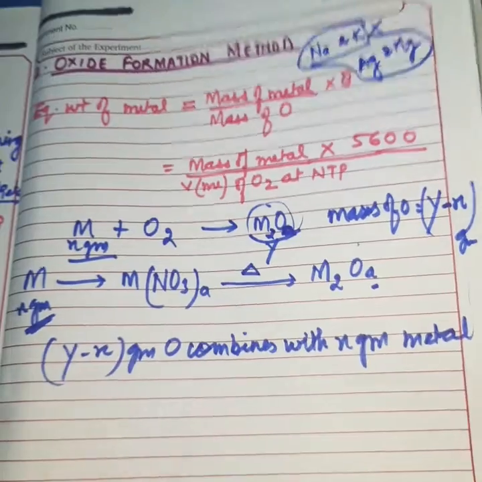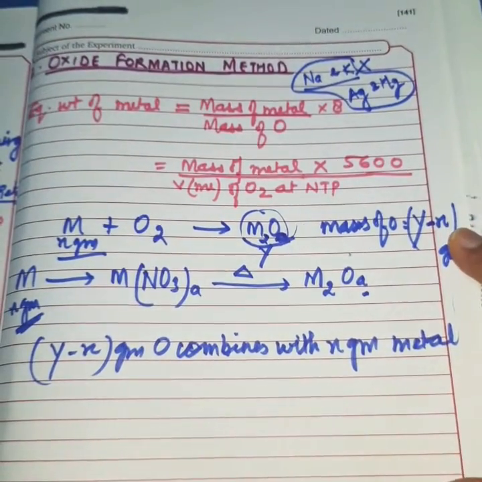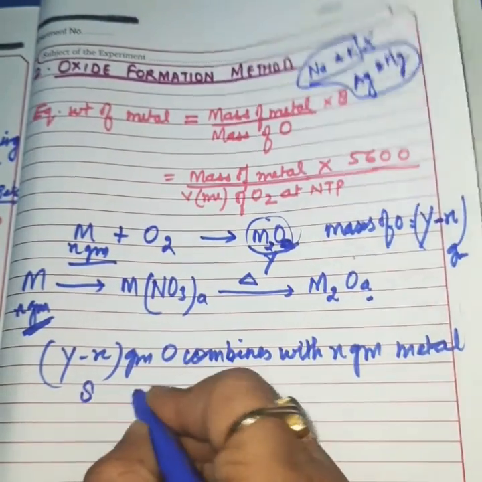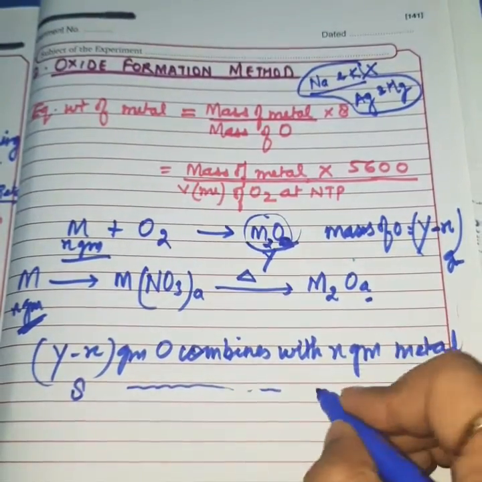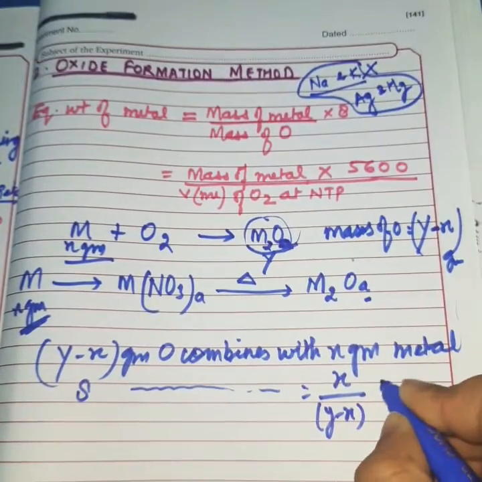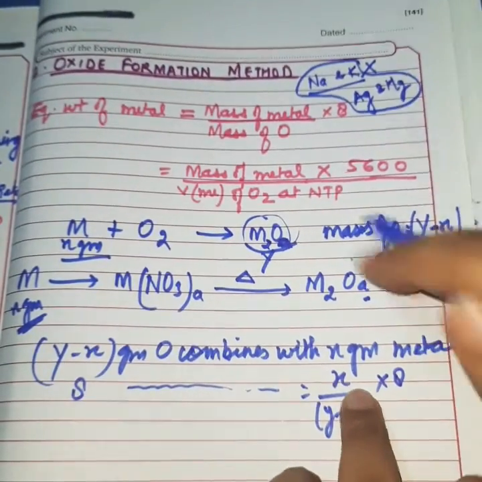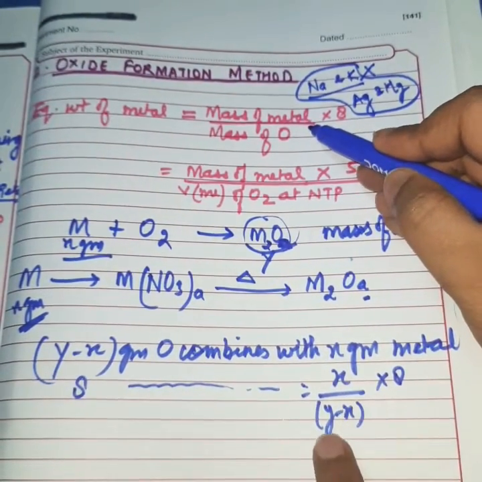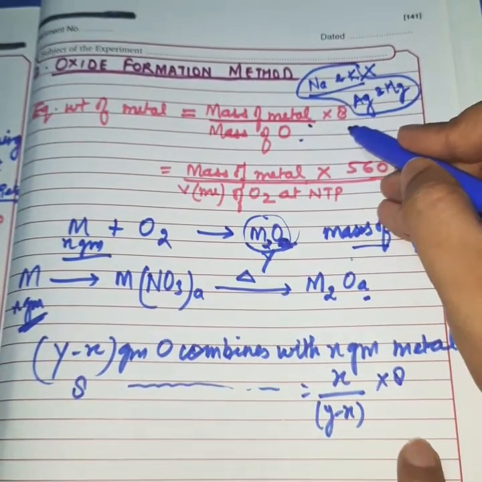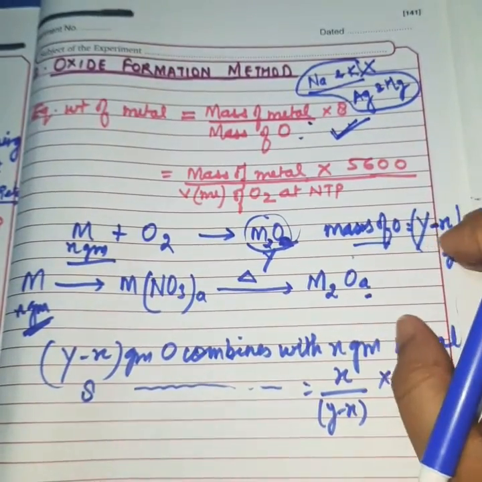Now for calculating equivalent mass, what standard mass of oxygen is taken? That is 8 grams. So 8 gram oxygen combines with X upon Y minus X multiplied by 8. Now what is X? X is mass of metal. What is Y minus X? Y minus X is mass of oxygen, multiplied by 8. So this way the formula is derived. I hope it is clear to you.